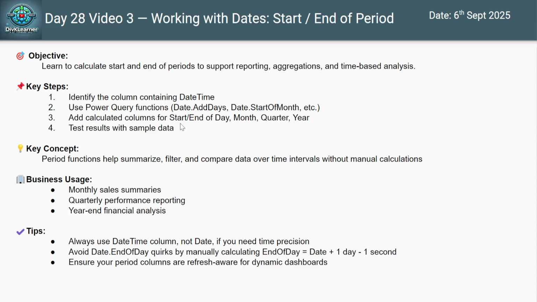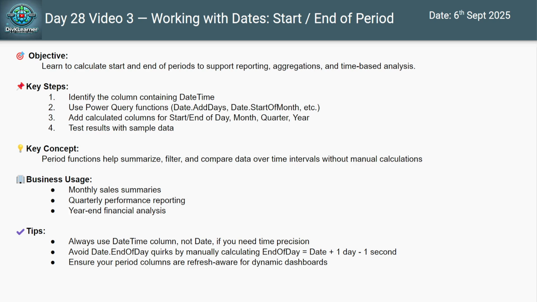You can add calculated columns for start, end of the day, month, quarter, year. You should test results with sample, the way that we were using and seeing, and we found out that because of the American format and the Indian format's difference, the date was considered as wrong. It was showing us 11 November, and that too only for certain dates that we were getting issues for. So period function helps summarize, filter, and compare data over time interval without manual calculation. Business usage, it is monthly sales summarization if you want to do quarterly performance reporting, end year financial analysis.